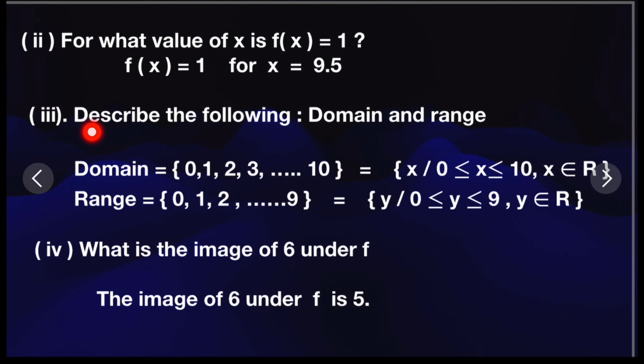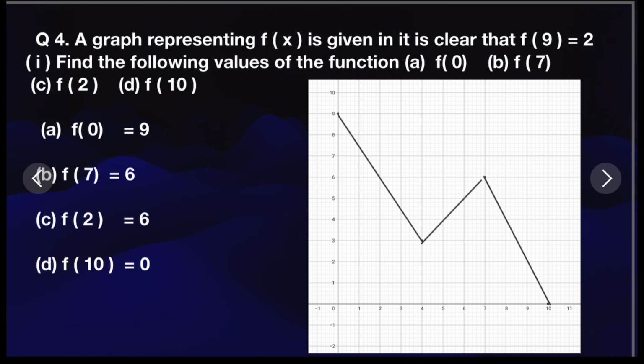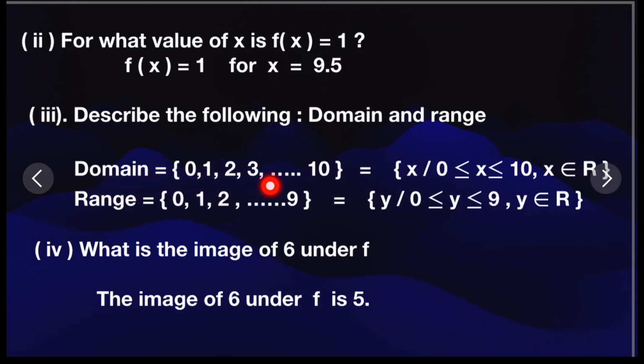Describe the following: domain and range. So what is the domain? Domain is the x values. So this will be 0 to 10 and range will be 0 to 9. See, domain is 0 to 10, range is 0 to 9. You can even write it in this form.